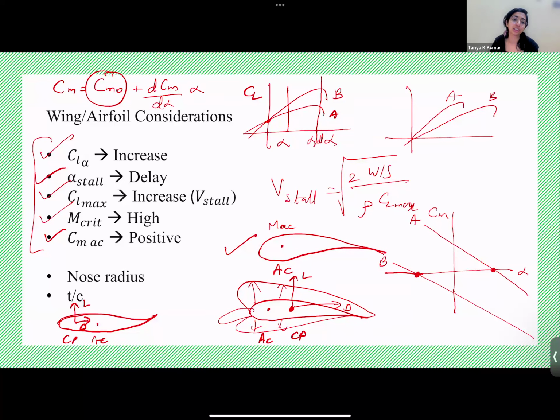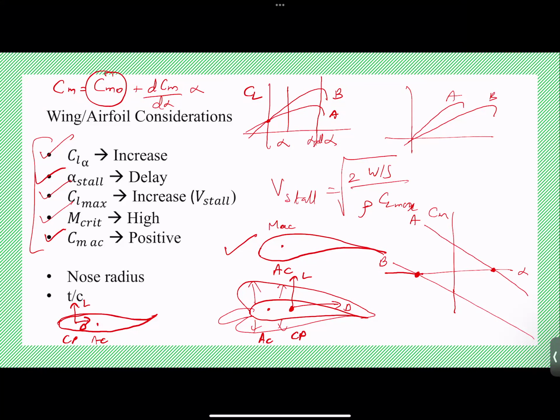So how do airfoils change these aerodynamic criteria? They do so using their geometric parameters. Some of them are nose radius, thickness to chord ratio. Can you name some others? How do you change the properties of an airfoil? Nose radius you can change, thickness to chord ratio you can change. What are some of the other geometric parameters that you can change such that their aerodynamic characteristics change? Any geometric parameters, however you define the airfoil.